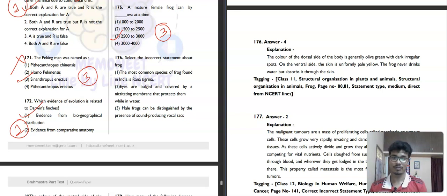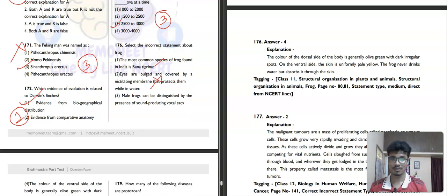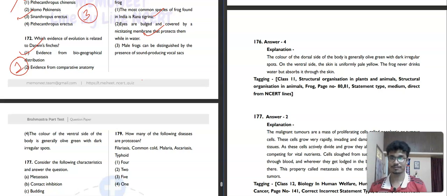Select the incorrect statement about frog. It says the most common species of frog found in Russia and in India is Rana tigrina. This is the correct one. Then, eyes are bulged and covered by a nictitating membrane that protects them while in water. I thought this was incorrect, but this is also correct actually, I am sorry for this. Nictitating membrane is present in frog. Then male frogs can be distinguished by the presence of sound producing vocal sacs: correct. The color of the ventral side of the body is generally olive green with dark irregular spots. This is not the ventral side, this is the dorsal side. So this one is incorrect.